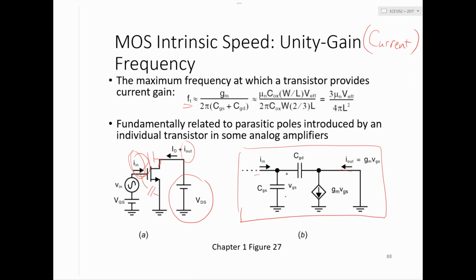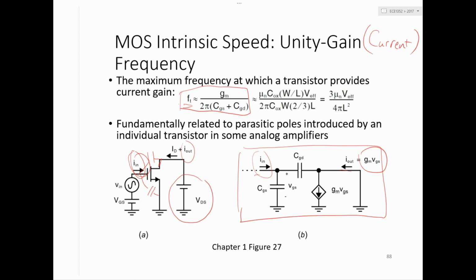So really, the frequency at which you've got unity current gain is the frequency where I in equals GM VGS. So you can equate those two, right? And you end up with this really simple expression here. It's GM over CGS plus CGD, the two parasitic gate caps on there.